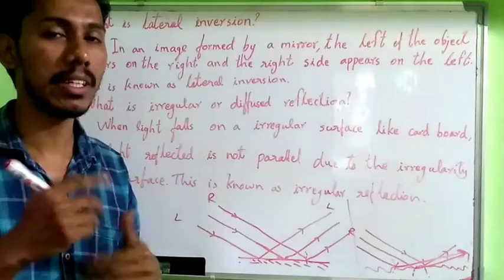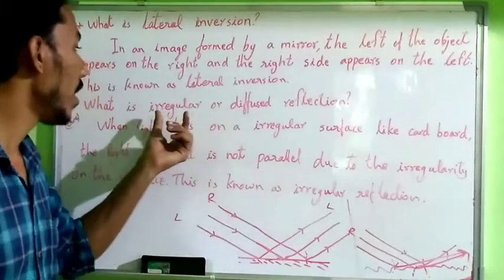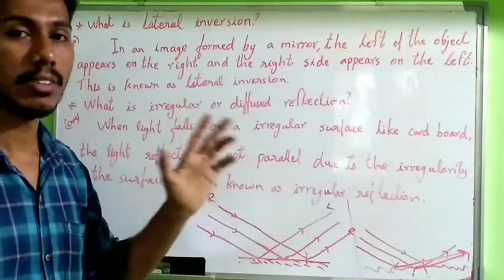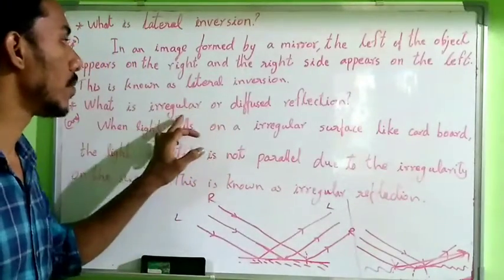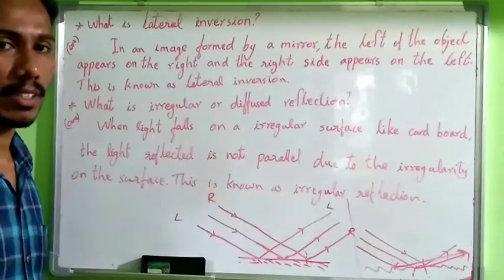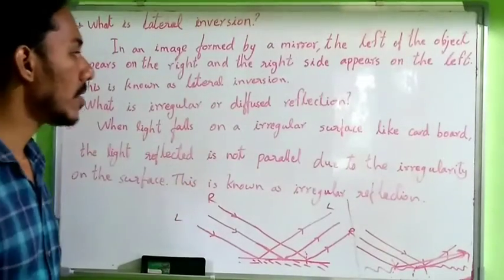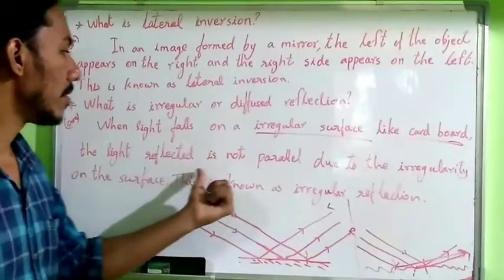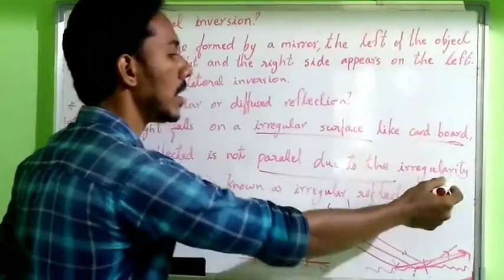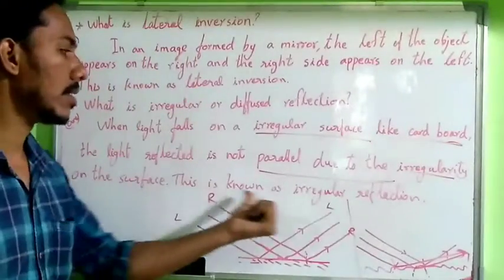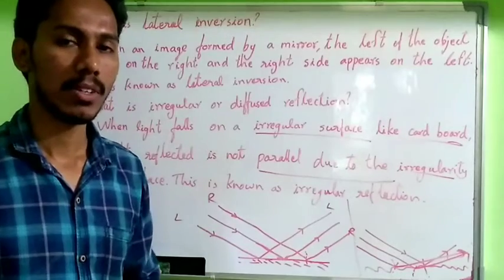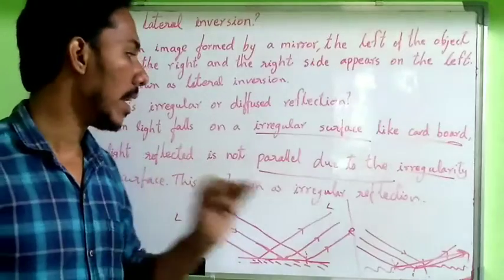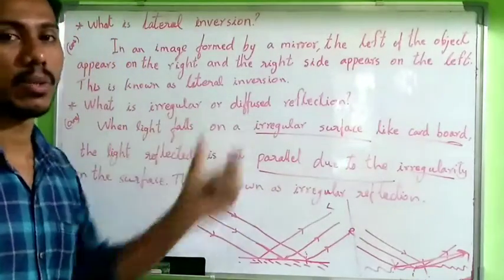In the case of a plane mirror, we can see normal reflection. But in the case of a cardboard or a rough surface, the phenomenon of reflection is diffused or irregular reflection. When a light ray falls on an irregular surface like cardboard, the reflected light is not parallel. Due to the irregularity of the surface, this is known as irregular reflection. So there are two types of reflection. The first one is normal reflection and the other is diffused or irregular reflection.